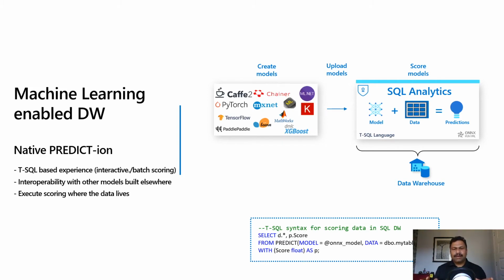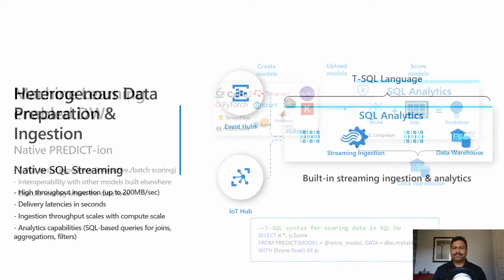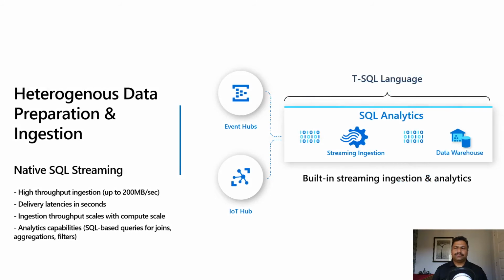As you can see in the sample query at the bottom of this slide, I'm invoking a predict function, passing the model name and the dataset, which would then score the whole dataset right where the data lives within SQL Synapse Analytics, natively. Right. Moving on to the next part.